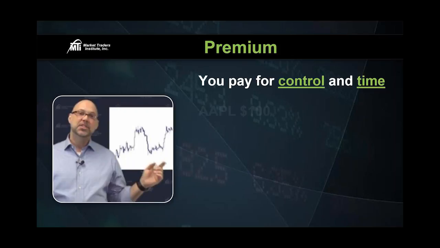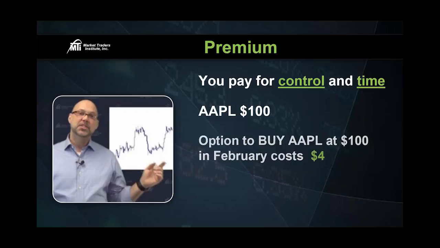Apple's trading at $100 a share. Maybe we believe it's going to go up. So what we do is we buy a call option. Buy a call option to buy Apple in February for $100 a share. That's going to cost us $4 a share. That's the cost of doing business on that trade right there, $4. That's what our premium is.